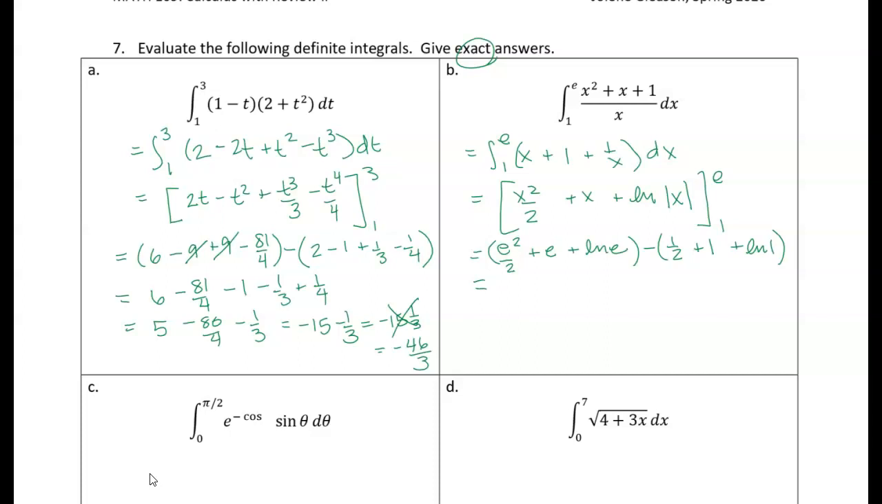And so it's e squared over 2 plus e, natural log of e is 1, right? And then we have minus 1/2 minus 1, because we're subtracting everything in the parentheses. And then minus natural log of 1, which is 0. Okay, so I have a plus 1 and I have a minus 1. Those can go away. And I get e squared over 2 plus e, and then just minus 1/2.